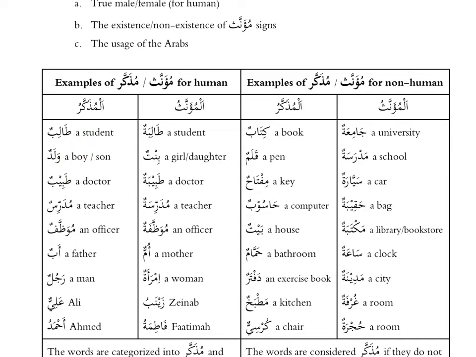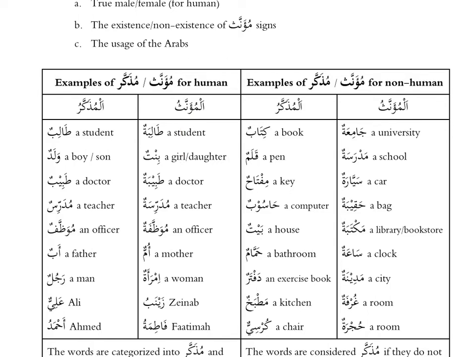If you want to refer to a female student, then we use the same word. It is also talib, but you have this sign. This is the mu'annath sign that we mentioned earlier. One of the signs is by having this. So taliba is referring to a female student. Then we call it a mu'annath word.